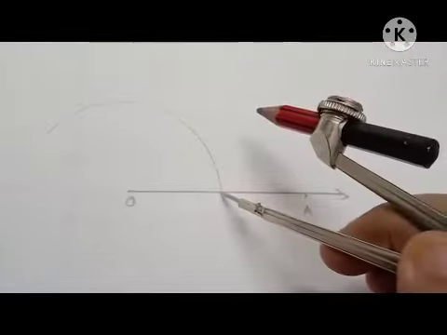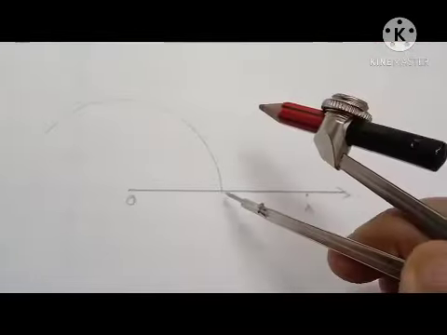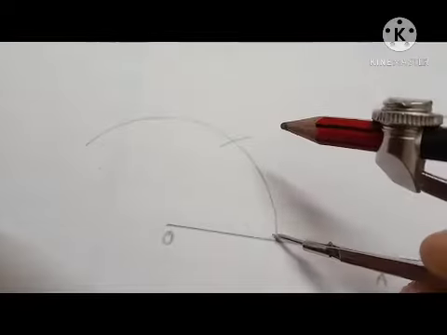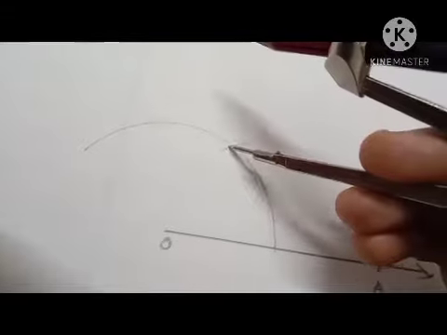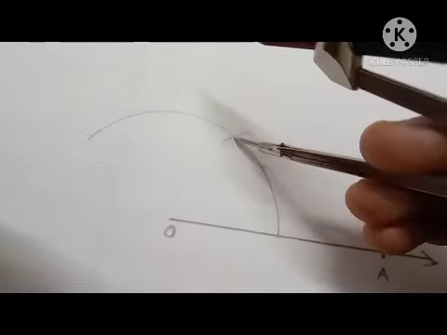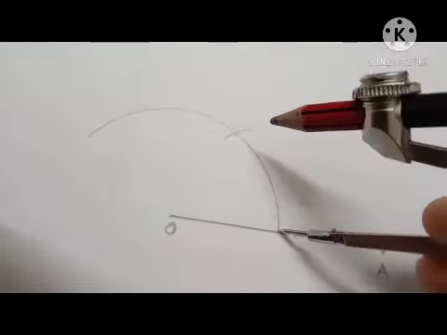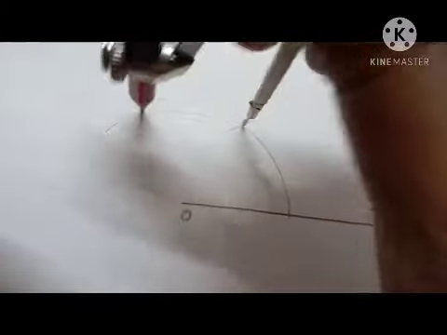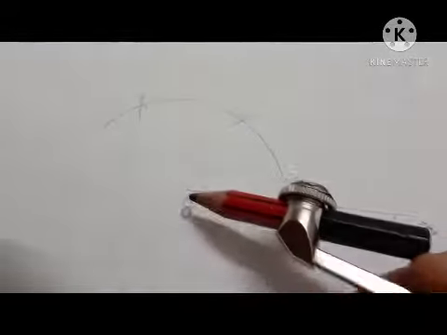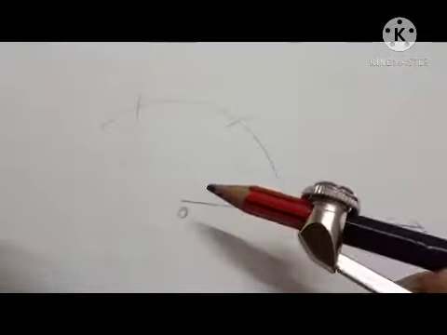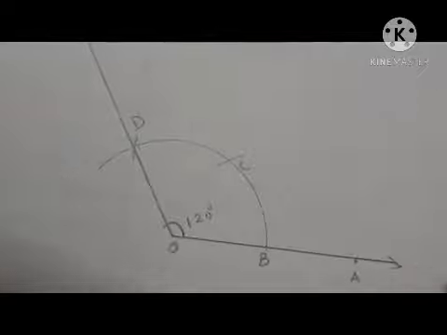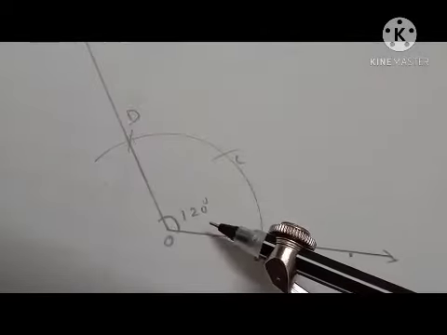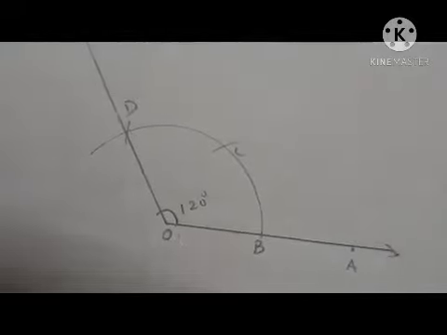Then for 60 degree what will we do? With the same measure we have to draw one arc from this point on the arc. That is only 60 degree. For getting 120 degree we have to get twice of 60. So with the same measure we have to draw one more arc from this point on the arc. Okay. Now when we join these 2 points and extend, then we will get 120 degree. Angle DOB is 120 degree. That you can verify by using the protractor.